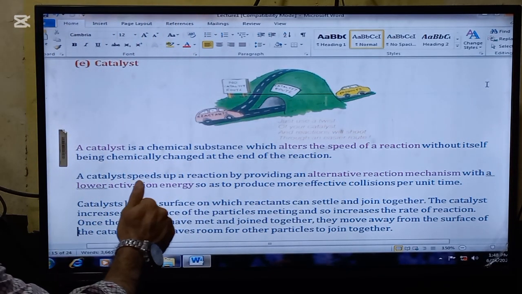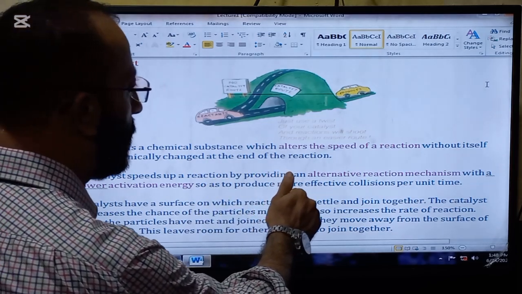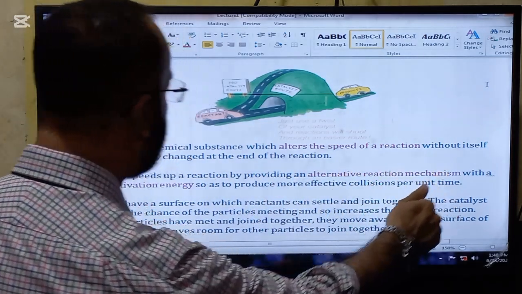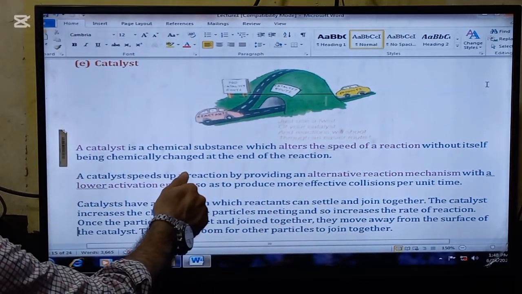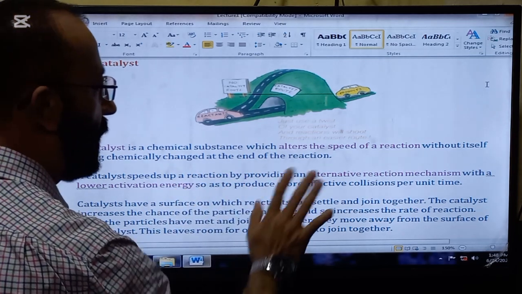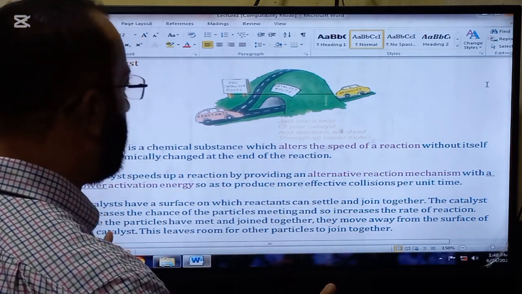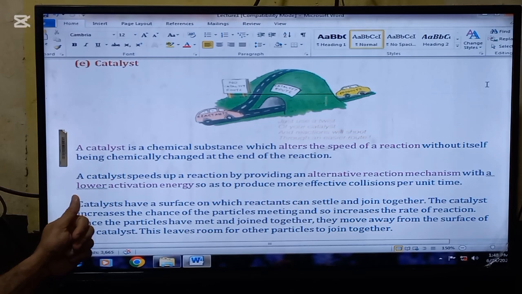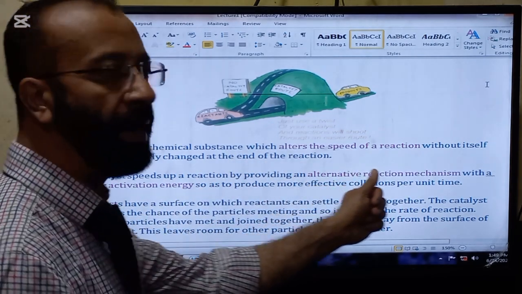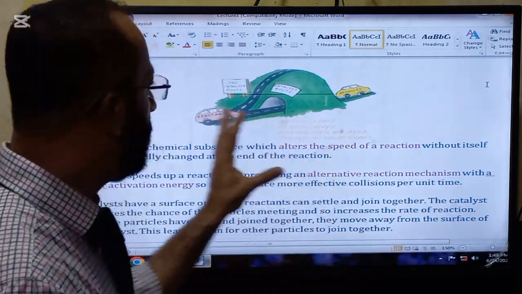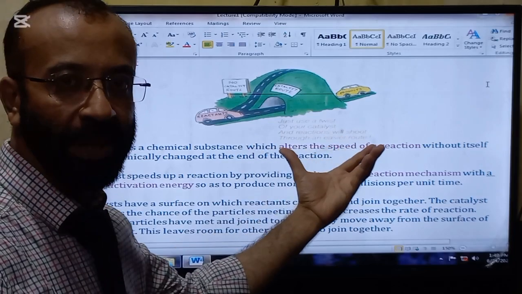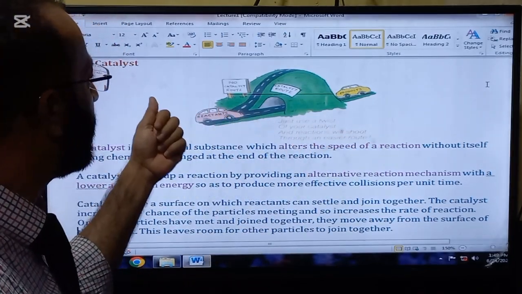A catalyst is a chemical substance which alters the speed of the reaction without itself being chemically changed at the end of the reaction. So this is the definition of the catalyst, which alters the speed of the reaction. This is a figure which shows the function of a catalyst.